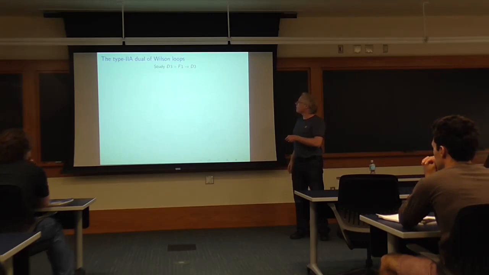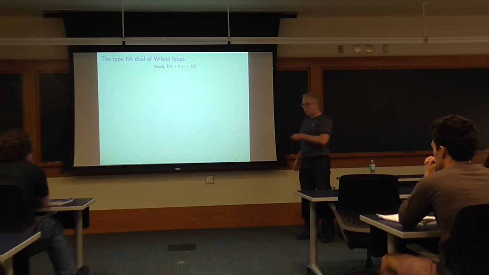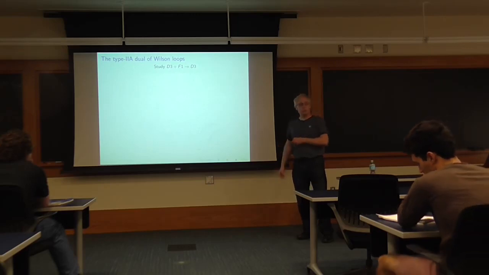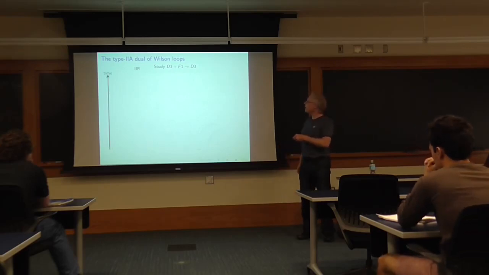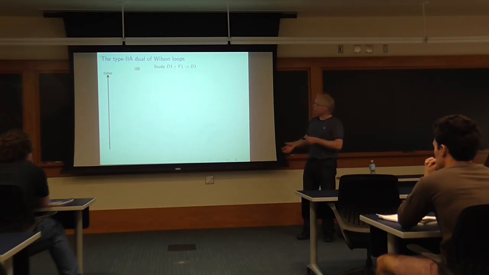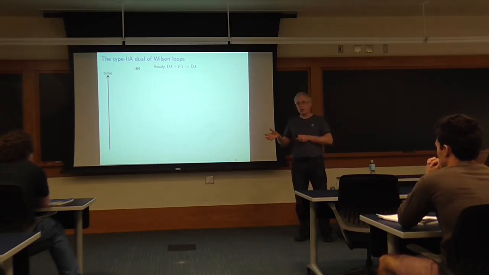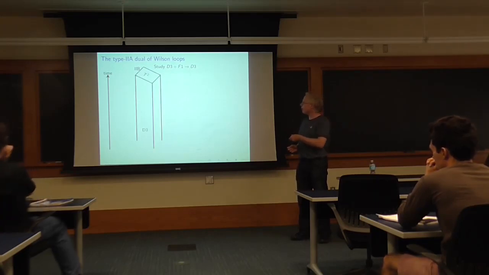So let me go over it quickly because I think I only have 5 minutes. How do I get abelian groups? How do I get Wilson loops in the string theory setting? So I need to study processes where the D3 brane absorbs fundamental strings. So let me take this as the time direction.